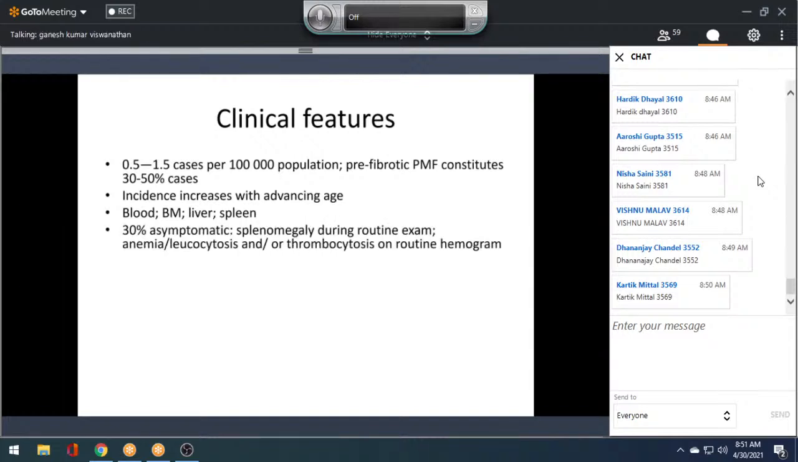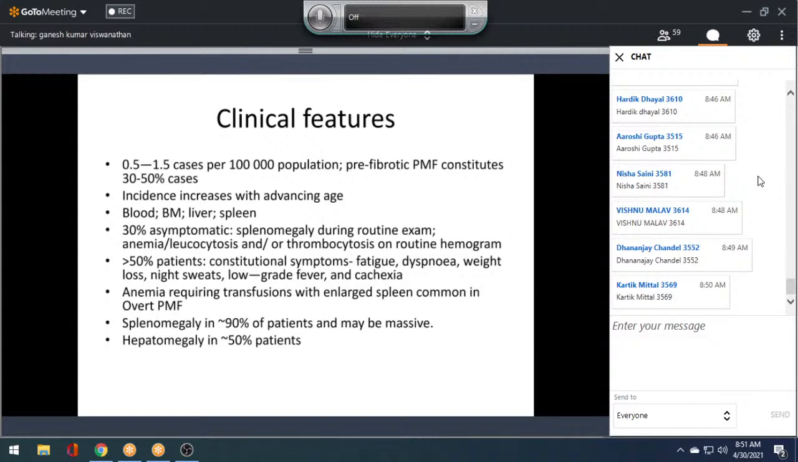Many of them can occur asymptomatically, like 30% are asymptomatic and diagnosed on routine examination. And only about 50% of the patients have constitutional symptoms. Splenomegaly is a characteristic feature seen in primary myelofibrosis because the bone marrow is fibrotic. The spleen enlarges and tries to compensate by producing extramedullary hematopoiesis.